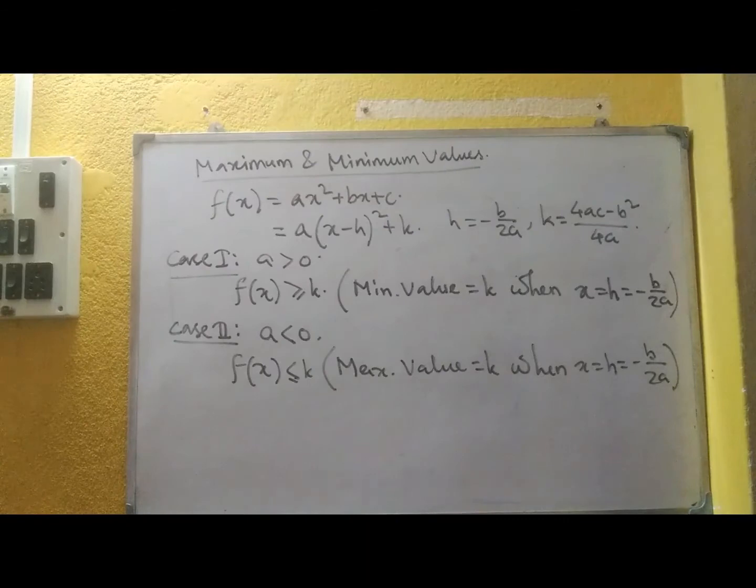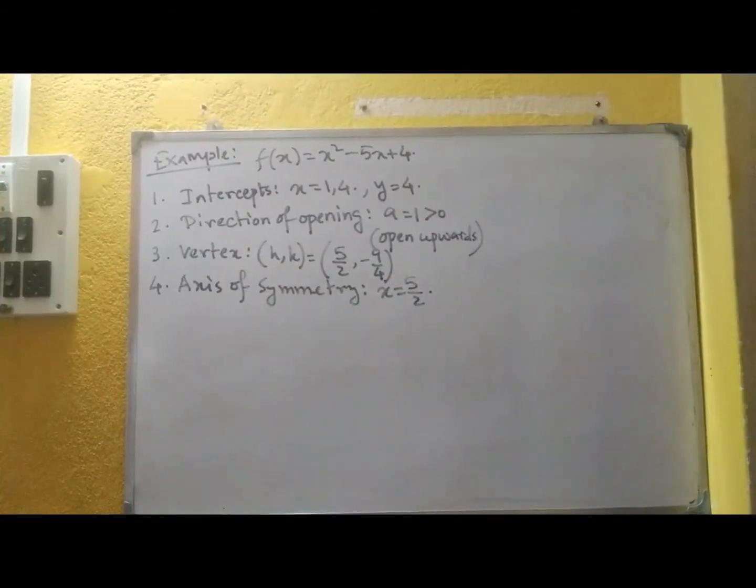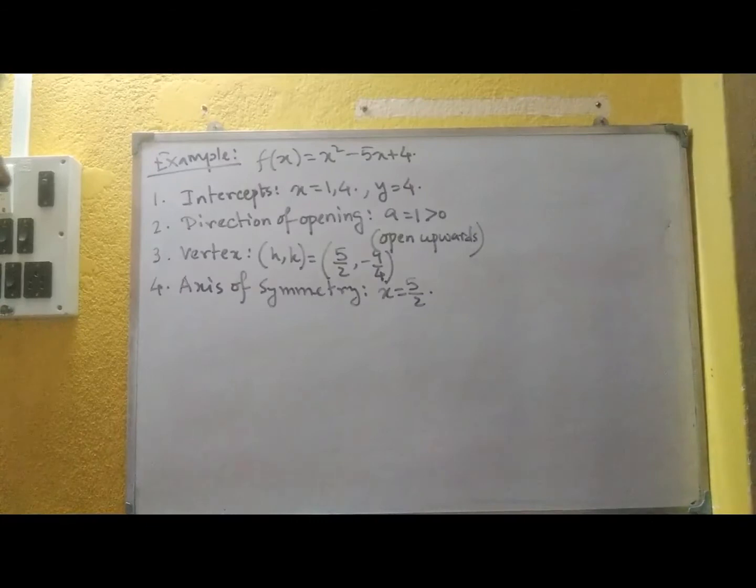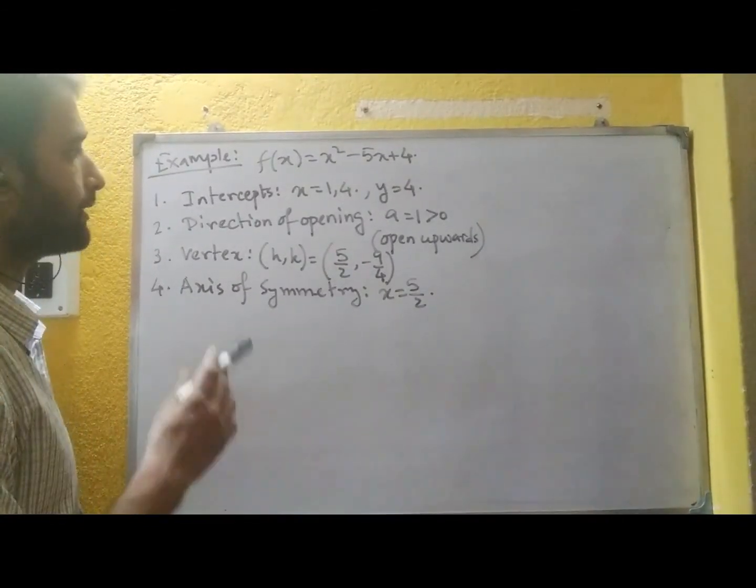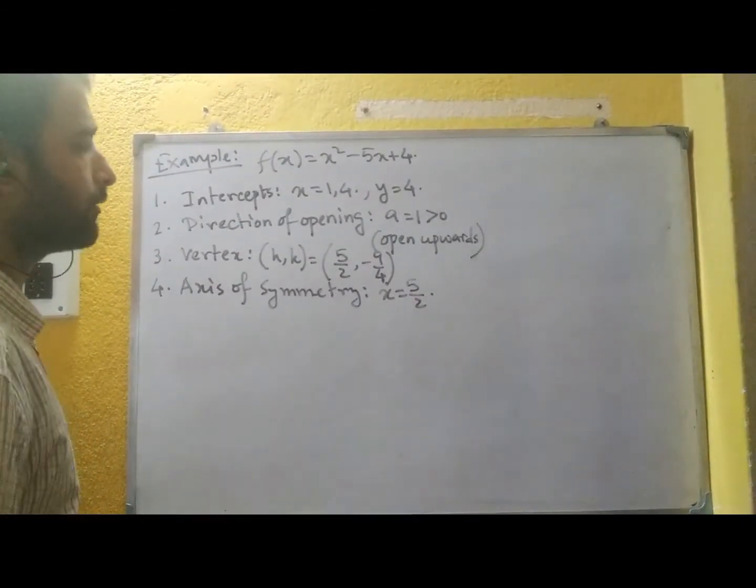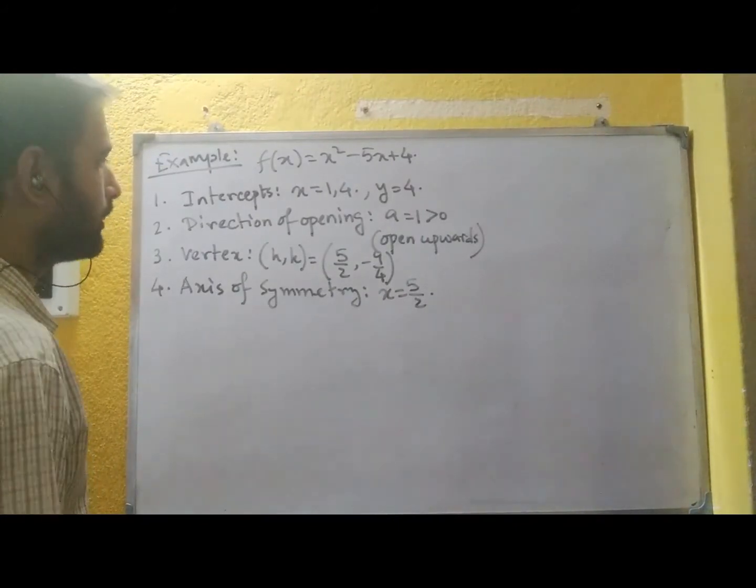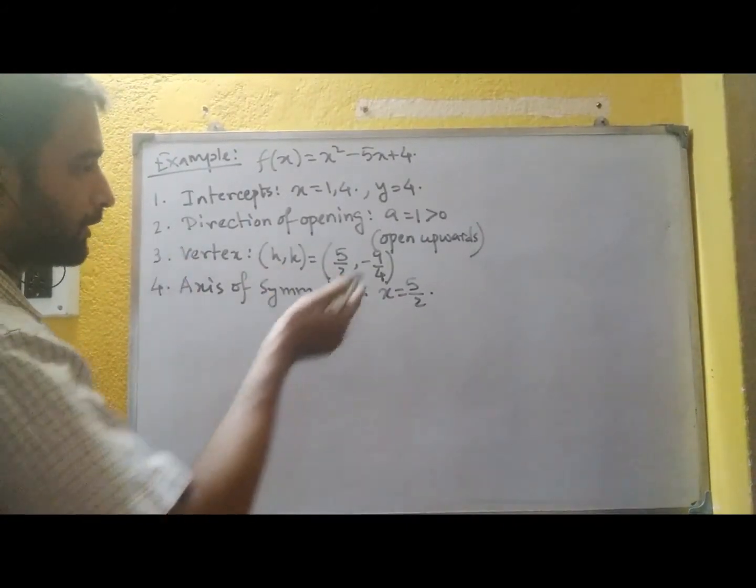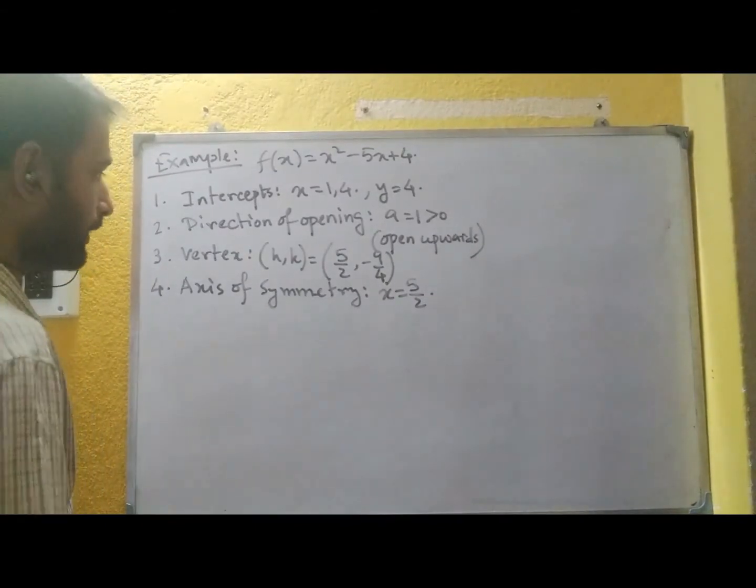So let me see the previous graph, that is x square minus 5x plus 4. We have drawn the graph of that expression, and now we are going to find the sign of the quadratic expression and the maximum and minimum values of the expression. So these four things we have already done. We have found the x-intercepts to be 1 and 4, and the y-intercept to be 4. The direction of opening is upwards because the coefficient a is positive.